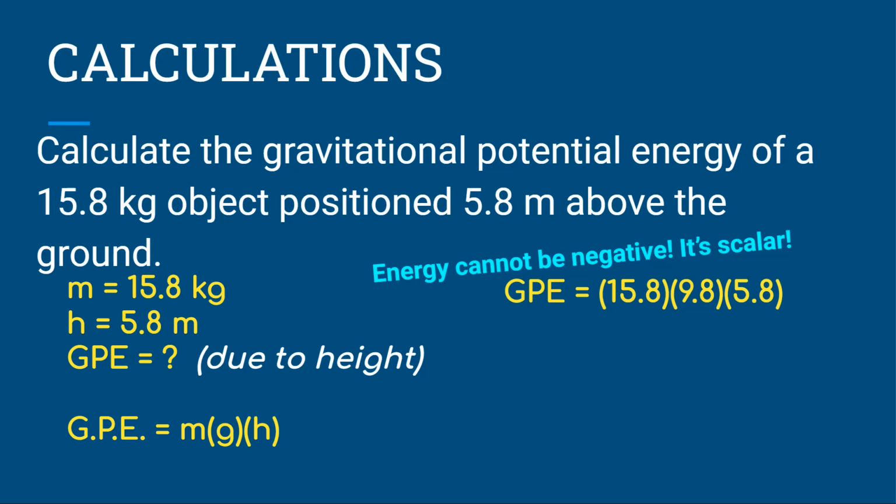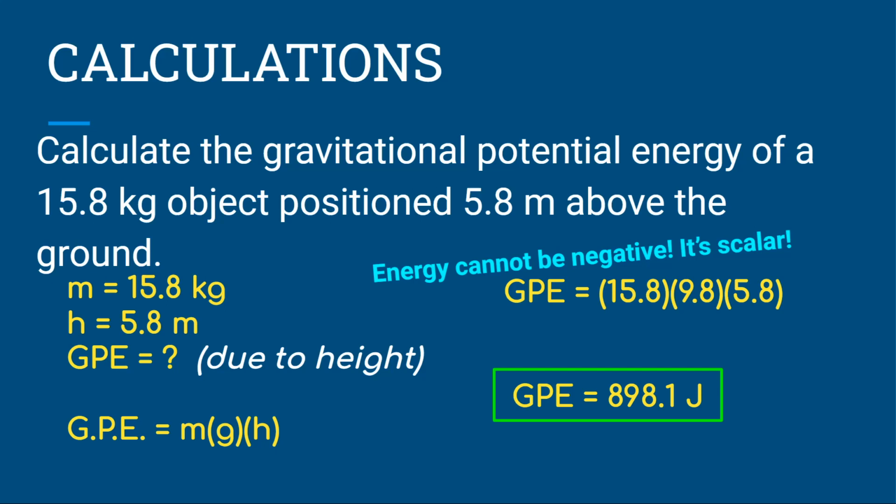And again, I did not plug in a negative. If I did, which I could, I would still have to take the absolute value at the end. I don't want a negative value here. My energies are scalar. So 15.8 times 9.8 times 5.8 gives me a gravitational potential energy of 898.1 joules. Questions about our gravitational potential energy calculation? I think it's pretty straightforward.